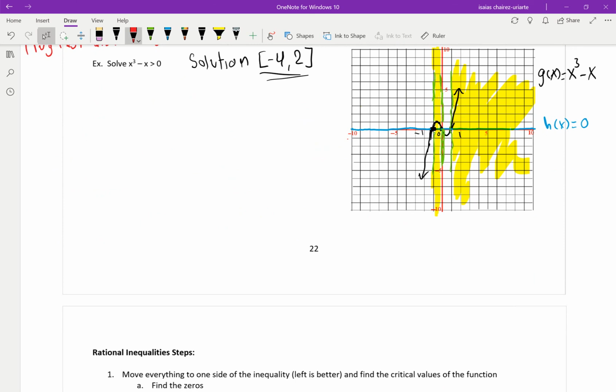So the first thing I'm going to do, I have x cubed minus x is bigger than 0. Luckily for us, this is already set equal to 0 in a sense. Now what I'm going to do is just factor it. So to factor, I'm going to factor out an x from both of my terms. So this becomes x times x squared minus 1 is bigger than 0. And I can continue factoring a little bit further. Turns out that I can factor this. It factors as x times x plus 1 times x minus 1.